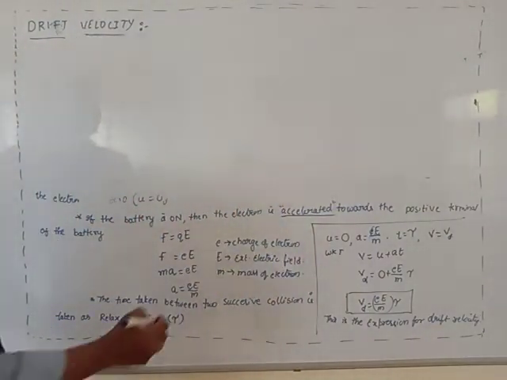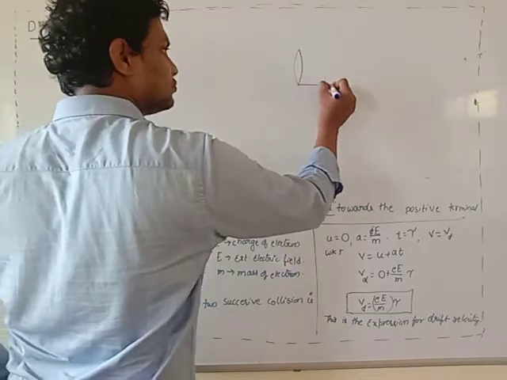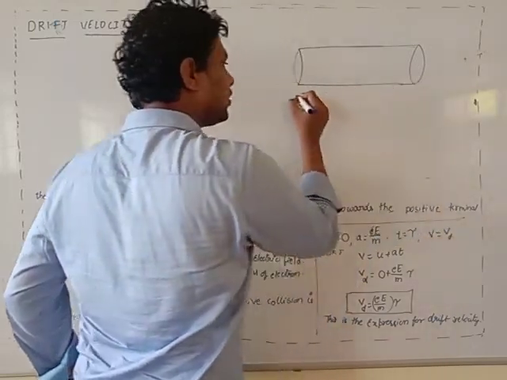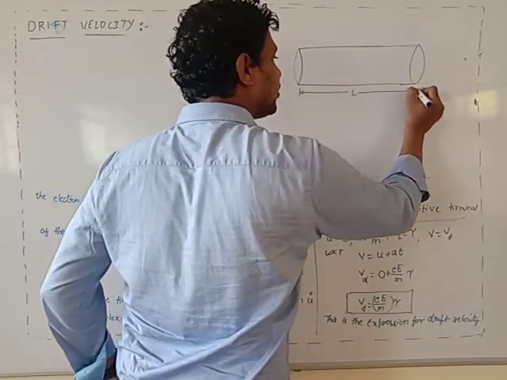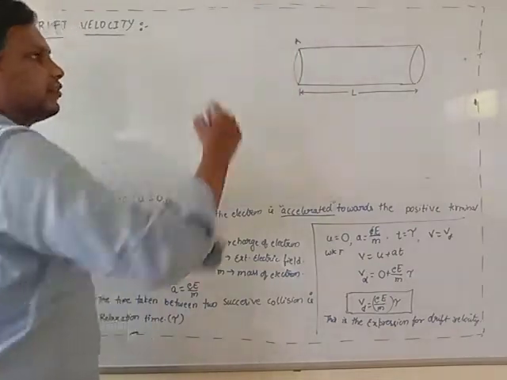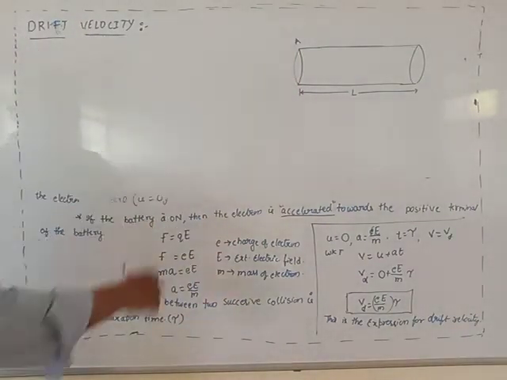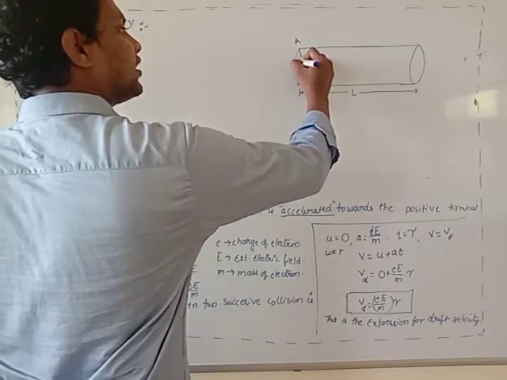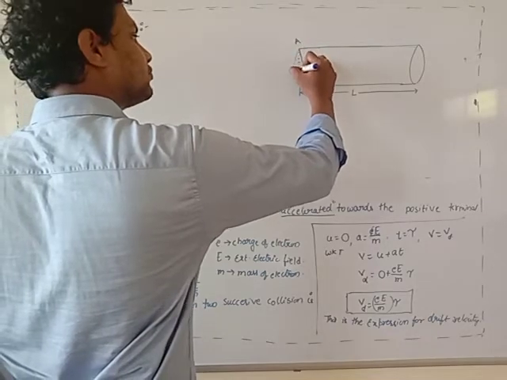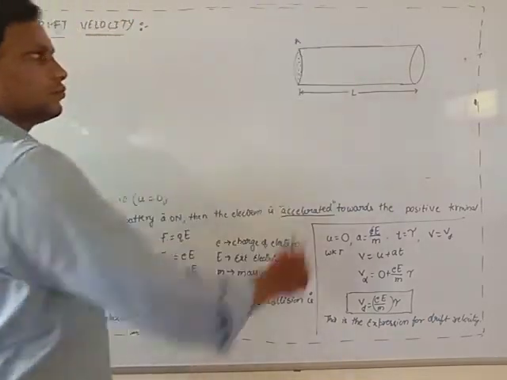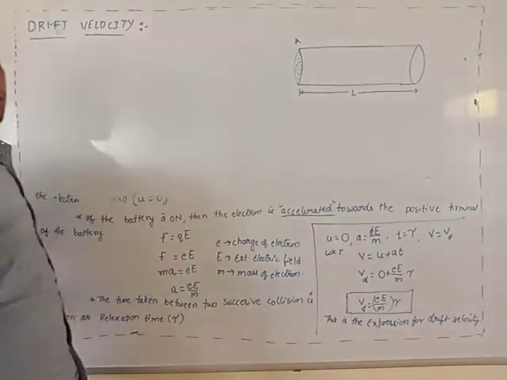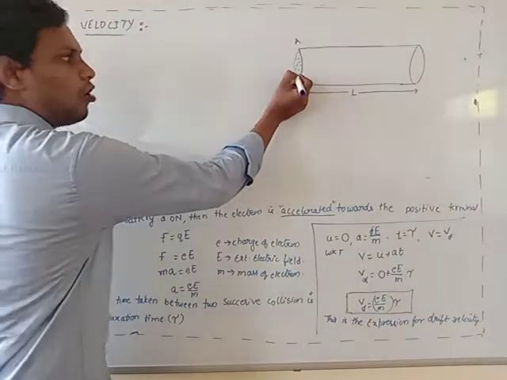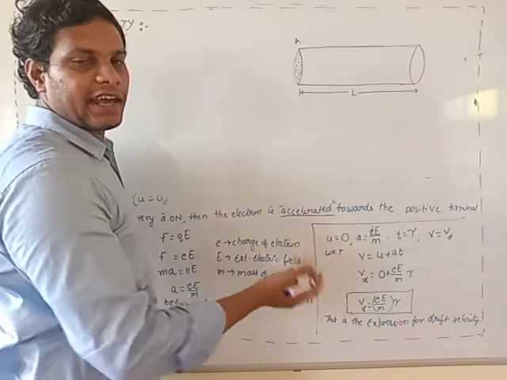I'll take this as a conductor. What is the length of the conductor? Length of the conductor is taken as L. Area of this conductor is taken as A. Now let us say there are any number of electrons on this surface. On this area we have any number of electrons.